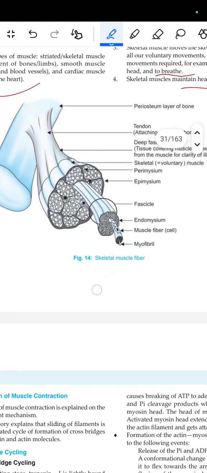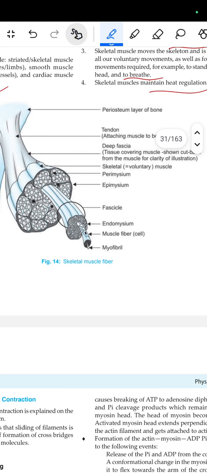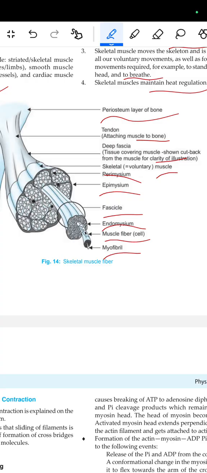अब यहाँ पर दिखाया हुआ है स्केलेटल मसल फाइबर, इसमें दिखाया हुआ है मायोफिब्रिल, मसल फाइबर सेल, इंडोमाइसियम, फैसिकल, एपिमाइसियम, पेरिमाइसियम, स्केलेटल, वॉलंटरी मसल, deep fascia, tissue covering the muscle sewn cut back from the muscle for the clarity of distribution. फिर है tendon attaching the muscle to the bone और periosteum layer of the bone दिखाया हुआ है.